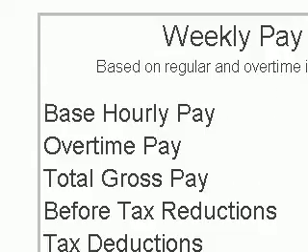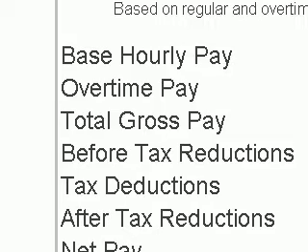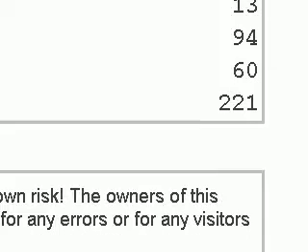Okay, so here's weekly. There's your category headers. It's kind of hard with a small box, but I want you to actually be able to read them. Base hourly pay $360, overtime pay $27, your total is $387. There's your deductions. Before taxes $13, your tax deductions are $94. After tax reductions are $60, so your net pay is $221. Okay, and then monthly, pretty much the same thing, except it's on a monthly basis.